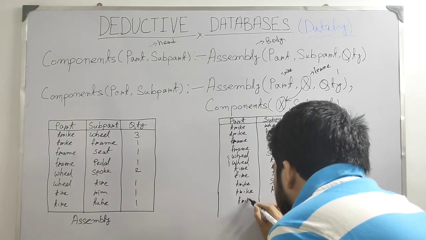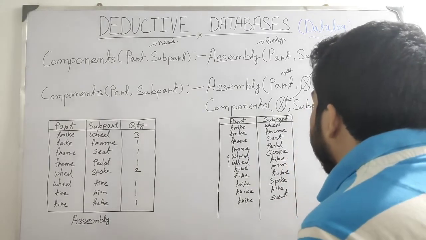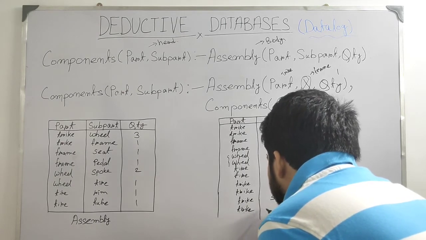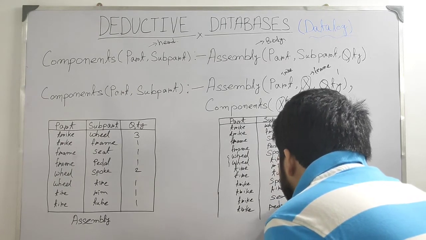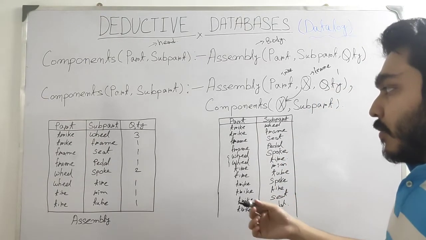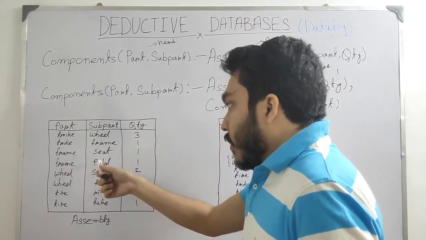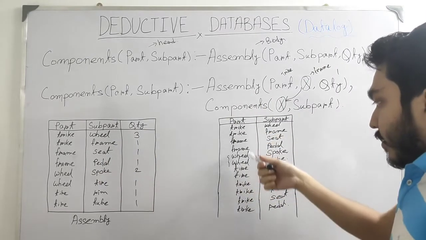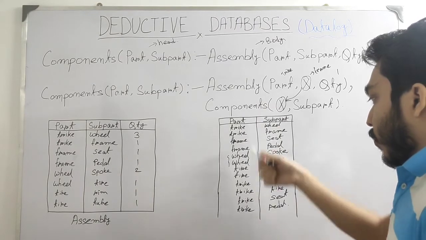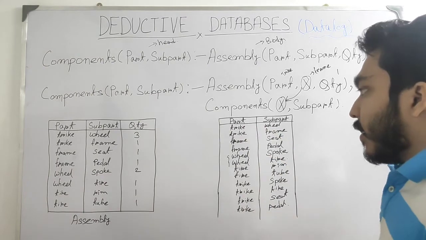Trike and seat and trike and pedal. Okay, again search for the next tuple. In the next tuple we have frame, seat. Now again check here if seat is some part of this tuple. No, no tuple contains seat in their part attribute.